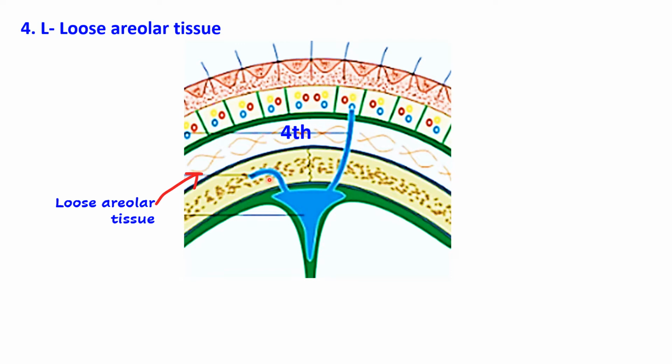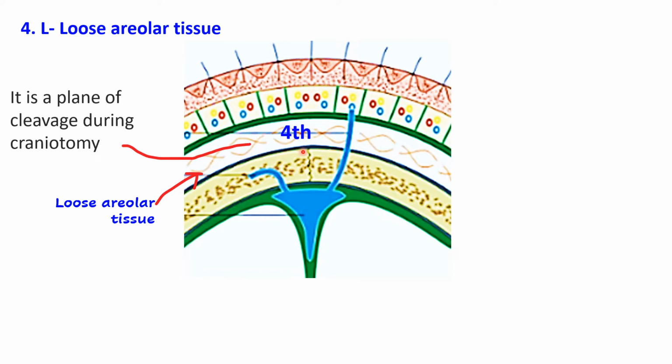So when the surgeon wants to cut through the cranial bones to reach the cranial cavity to perform any surgery, then this fourth layer acts as a cleavage, right? These three layers are firmly attached, so they cannot be separated from each other. So this acts as a cleavage during craniotomy, and the surgeon is going to reflect all the three layers together.